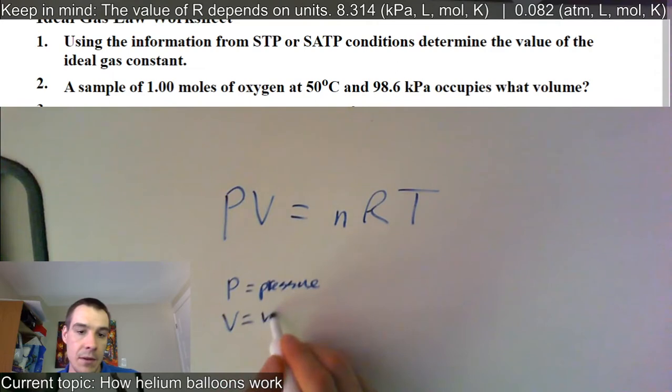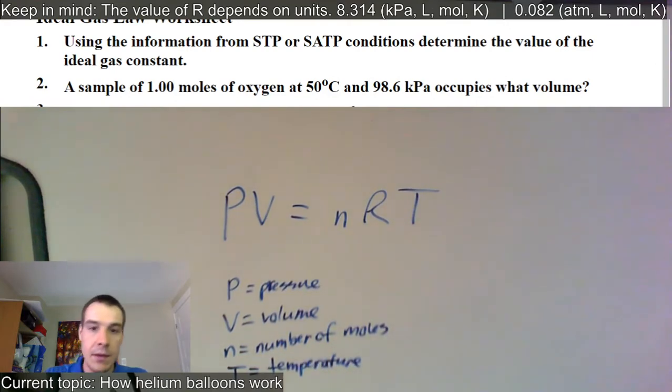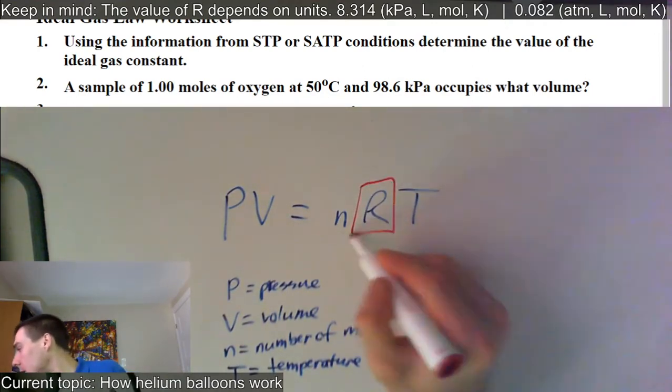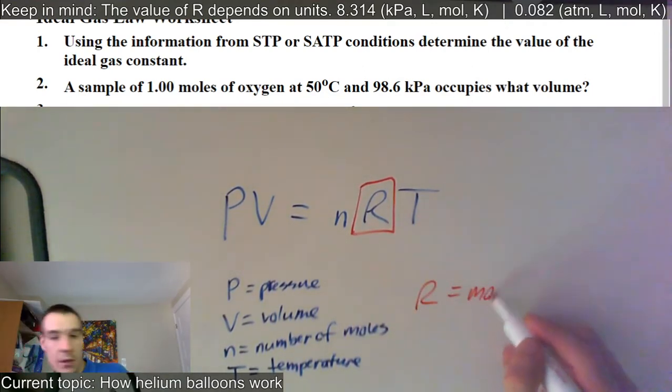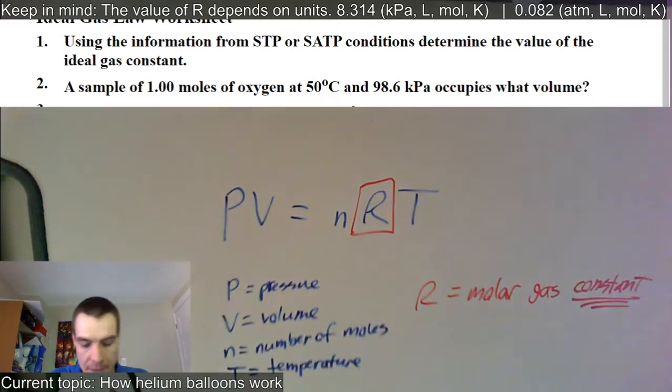V is volume. N is the number of moles and T is the temperature. Now R, this guy here, R is the molar gas constant. It's constant. It has a known number, and you can see that at the top of the page here. That's going to stay up there the entire time to keep in mind.